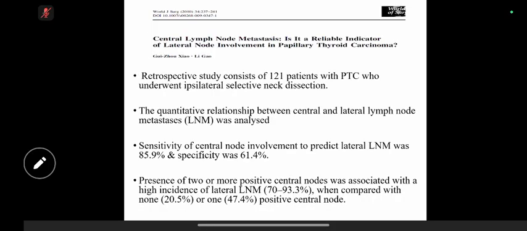Again, this study by Zio et al., central lymph node metastasis, whether it was a reliable indicator. It was also a retrospective study consisting of 121 patients with papillary thyroid carcinoma who underwent ipsilateral selective neck dissection. The quantitative relationship between central and lateral lymph node was analyzed. They concluded that sensitivity of the central node involvement to predict lateral lymph node metastasis was 85.9% and specificity was 61.4%. Also, when there were 2 or more positive central nodes, the rate of lateral neck metastasis was 20.5%, and when there was 1 central node, it was 47.4% respectively.